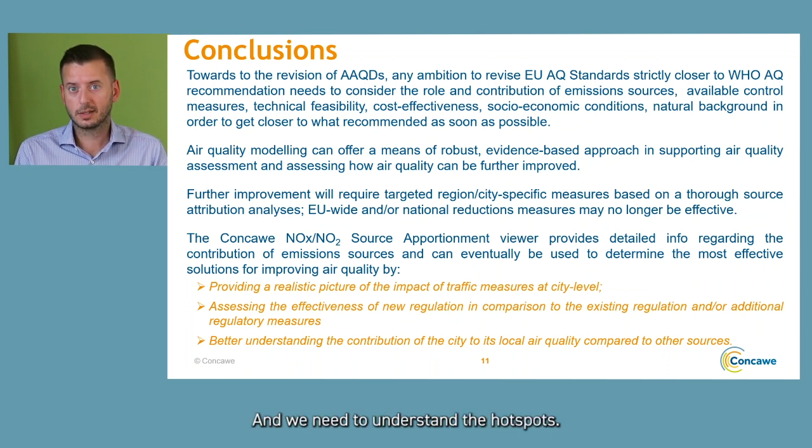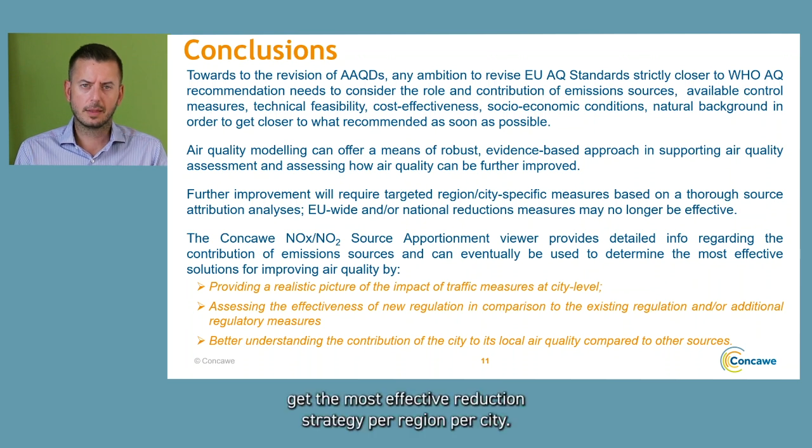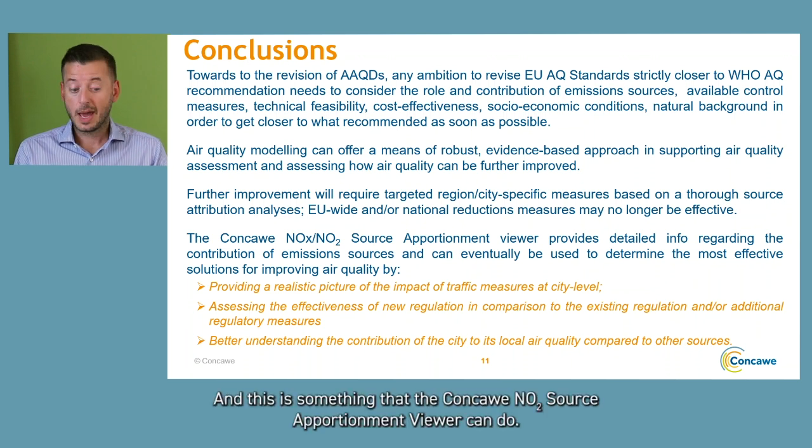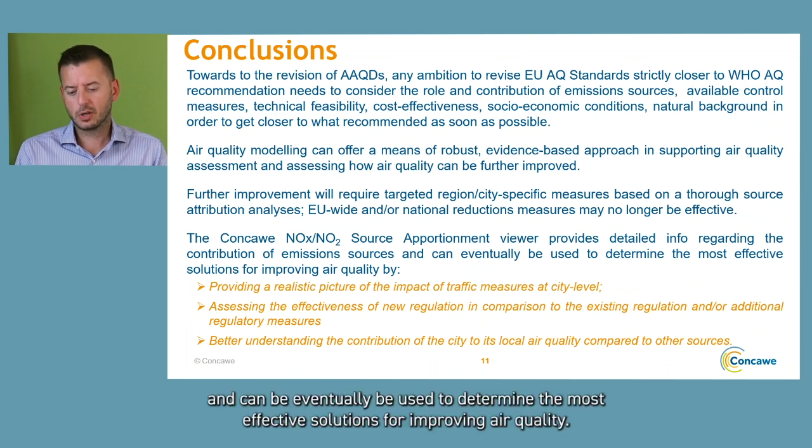And we need to understand the hotspots. We need to understand the peculiarities in each individual city in order to get the most effective reduction strategy per region, per city. And this is something that the Concawe NO₂ source apportionment viewer can do. It can provide detailed information about the contribution of emission sources and can eventually be used to determine the most effective solutions for improving air quality.